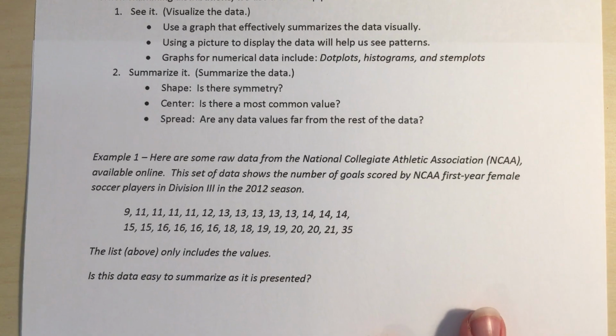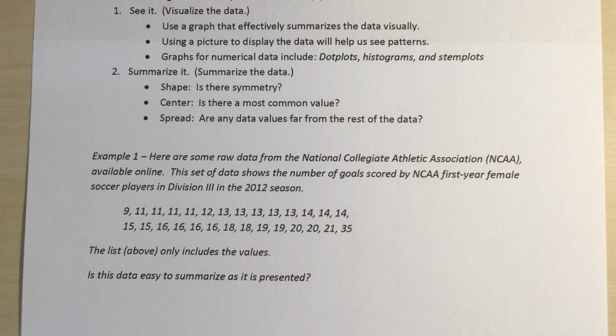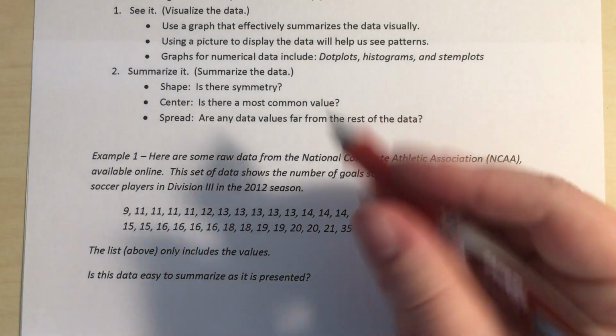So our first example down here at the bottom of the page: here is some raw data from the National Collegiate Athletic Association available online. This set of data shows the number of goals scored by NCAA first-year female soccer players in Division III in the 2012 season. And then we see a list of a bunch of different numbers. We have numbers everywhere from 9 to 35. Some of them show up once, some of them show up multiple times. There's a pretty big gap at the end of our data, but it doesn't really tell us much. So in answer to, is this data easy to summarize as it is presented? We're going to say not really.